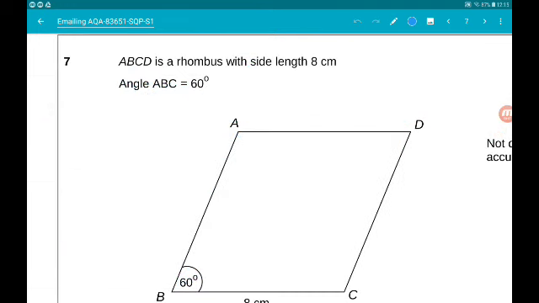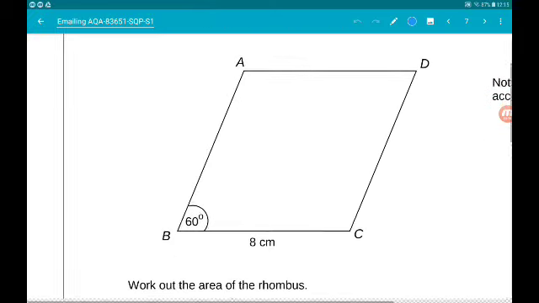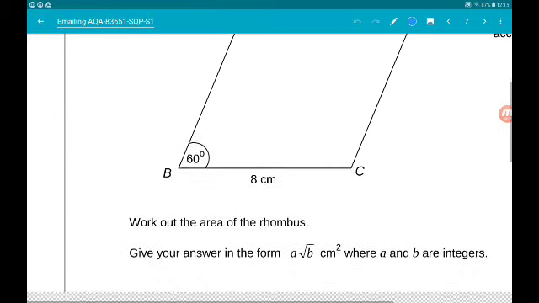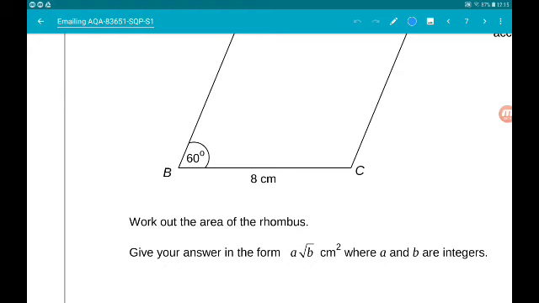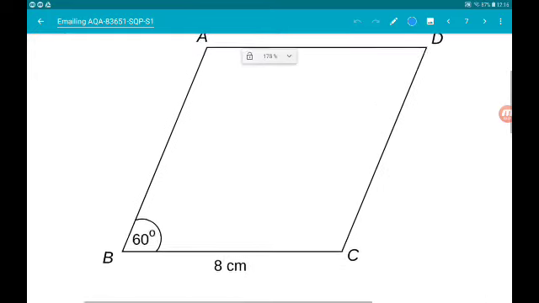Question 7. ABCD is a rhombus with side lengths of 8 centimeters. Angle ABC is 60 degrees. Our mission is to work out the area of the rhombus in the form A root B centimeters squared, where A and B are integers. Okay, so not completely obvious this one.